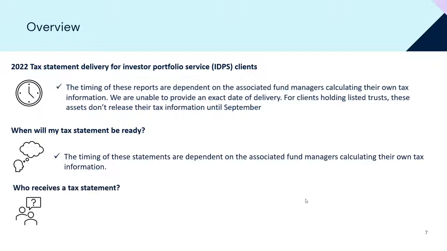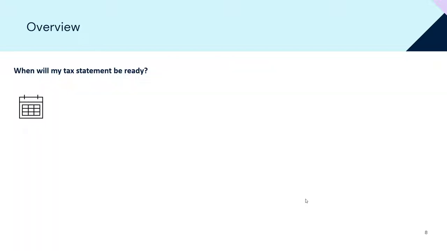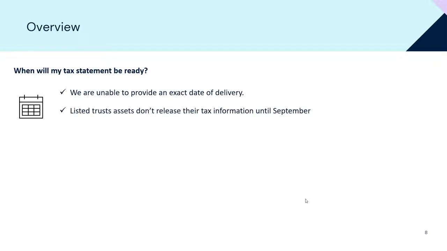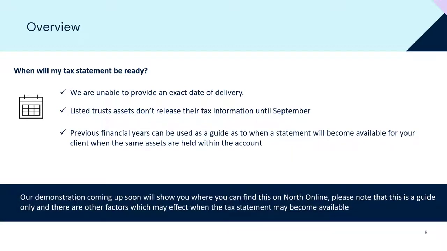So who would receive the statement? Well, the current IDPS clients and those that have exited the North platform during the 21-22 tax year will receive these reports. Further to that, when will my statement become ready? Well, we're unable to provide an exact date of delivery. Listed trust assets don't release their information until September. But what you can do is use previous financial years as a guide as to when the statement will become available for your client when they hold similar or the same assets held within their account.